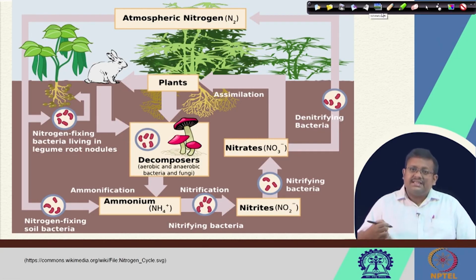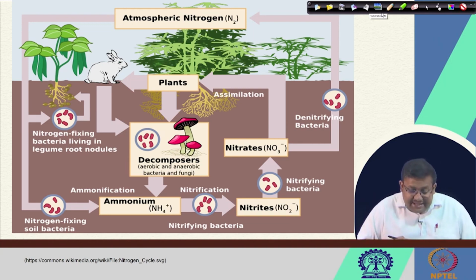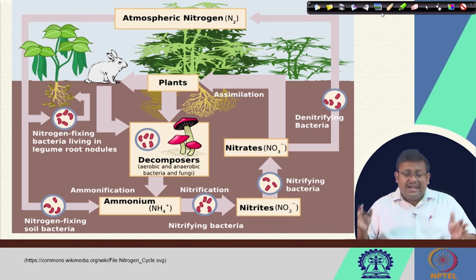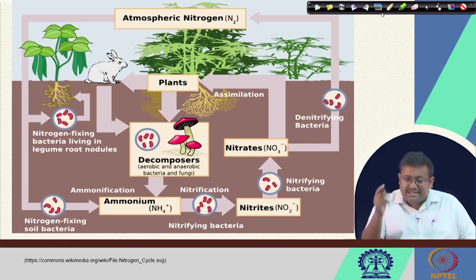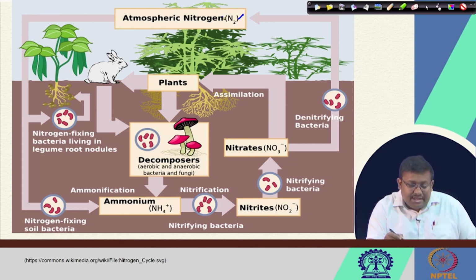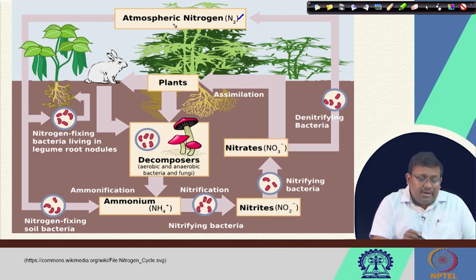We will discuss this cycle in detail in our upcoming slides, but just to have an idea about what actually goes on in the soil. So, let us start with the atmospheric nitrogen, which is dinitrogen gas. From this atmospheric nitrogen, different types of nitrogen fixing bacteria which are there in the soil, they are of two types.